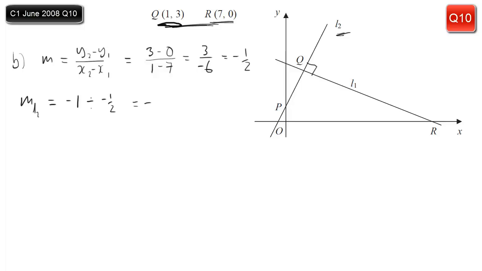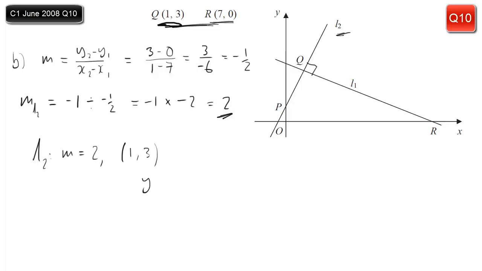Okay, we could write that as minus 1 divided by minus 1/2 if you like. If you don't think that helps, actually I don't think that helps. Let's ditch that. And that can be rewritten as a multiplication, minus 1 times minus 2. Minus 1 times minus 2 is 2. So that is the gradient that we want. That's the gradient of L2, and we know that it passes through Q. So L2 has gradient 2, and it passes through the point 1, 3.